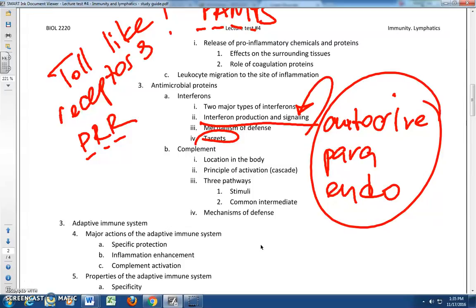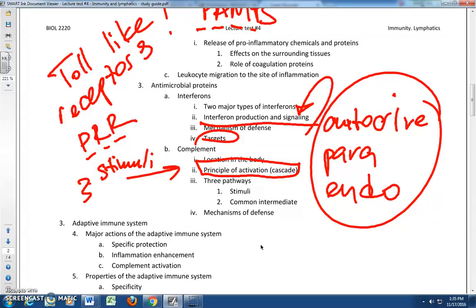And principle of activation, what you have to understand: 3 types of stimuli, 3 pathways. Remember, classical, alternative, and lectin. What stimulates each pathway? Classical, antigen-antibody complex; lectin, mannose residues on the pathogen surface; and alternative, different proteins and carbohydrates, just various molecules on the surface of pathogens.